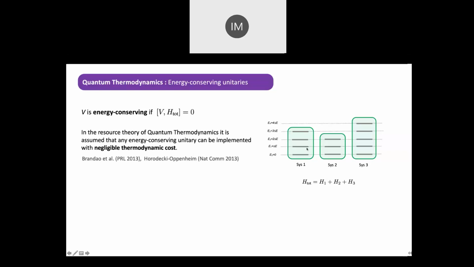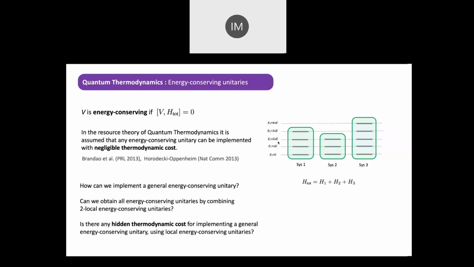So here is an example. For example, I have three systems. Let's say they are spatially separated from each other. System 1, system 2, system 3. They are not interacting with each other, but I want to implement a unitary that couples them and conserves the total Hamiltonian H total, right? So in the resource theory of quantum thermodynamics, we usually assume that this is free, in the language of resource theories, or it can be implemented with negligible cost. Now the question is how we can implement that.